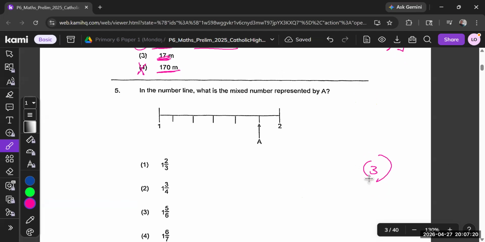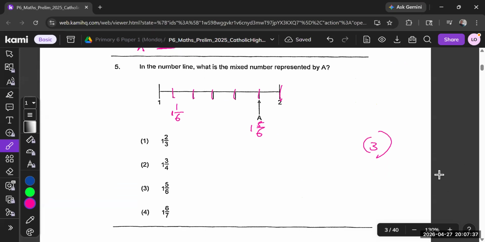Okay, question five. Why is it number three? Count the lines. One, two, three, four, five, six. So the denominator is six. The denominator is a total of six. One and one over six, two over six, three, four, and five, one and five over six. And that's how you get your answer, number three.